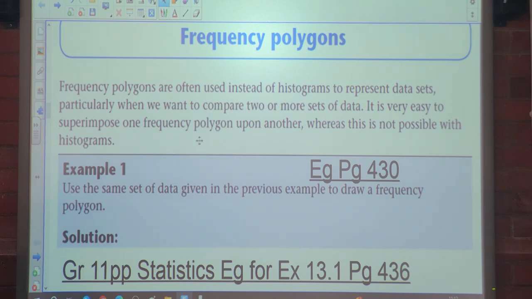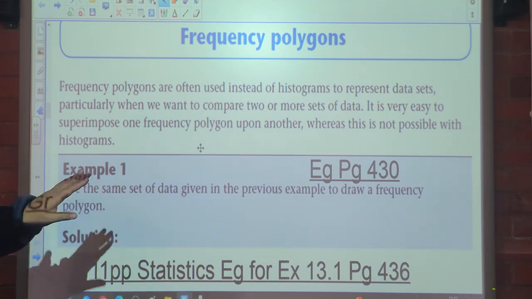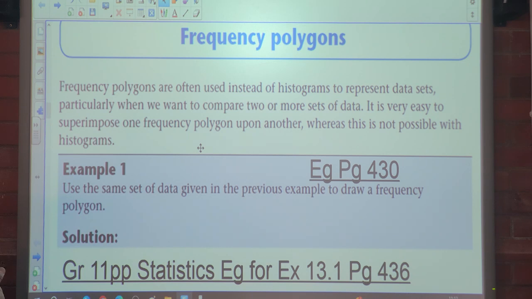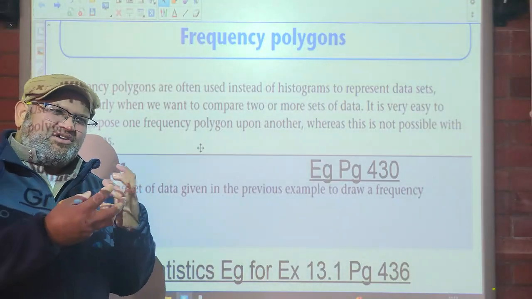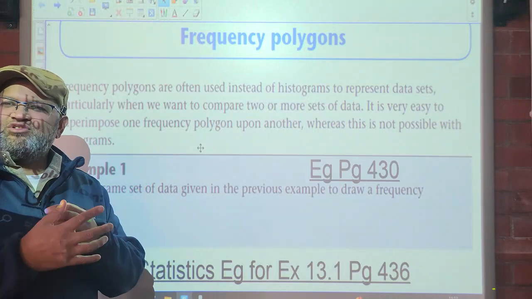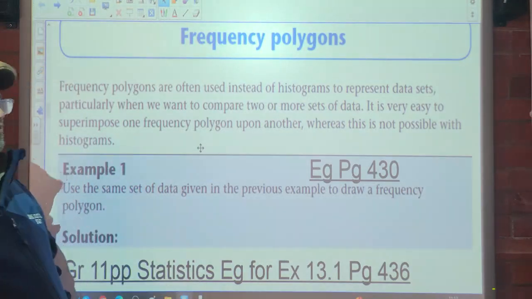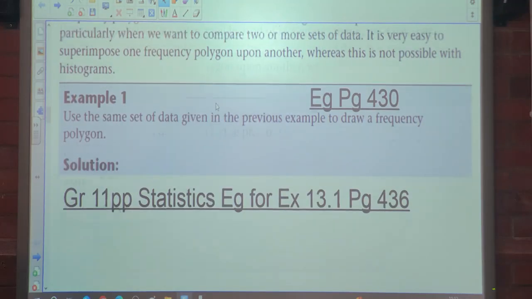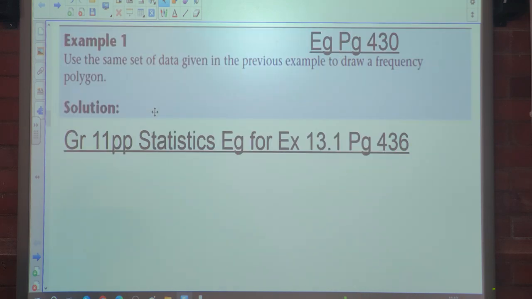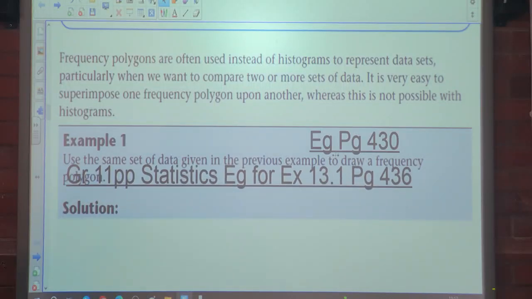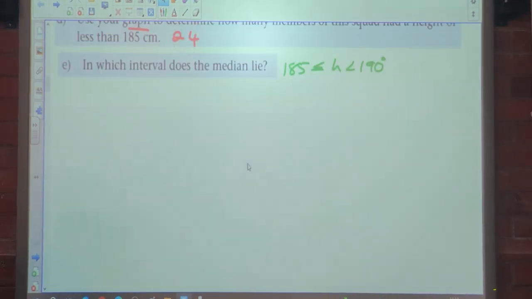It is very easy to superimpose one frequency polygon upon another. So put on top of one another. Whereas it is not possible with a histogram. It is possible, but you won't be able to draw conclusions. As I said, it's going to be a lot of information and things you will be looking past. So it's going to be safer for you not to draw a histogram on another histogram using different colors. In example 1, we are told to use the same set of data given in the previous example to draw a frequency polygon. So how do I draw a frequency polygon? Okay, let me just pull it out here. Okay?